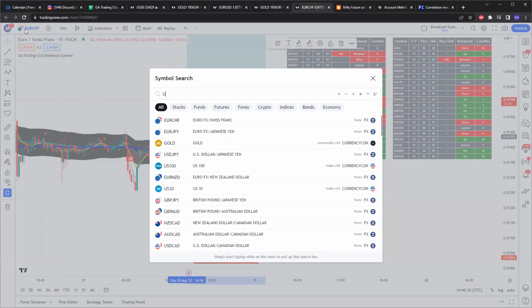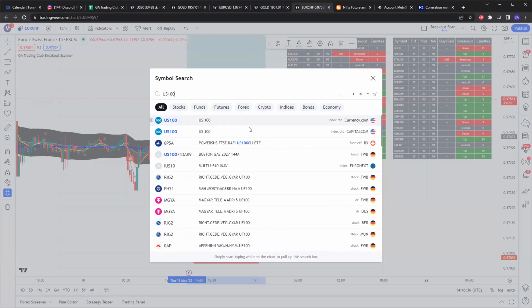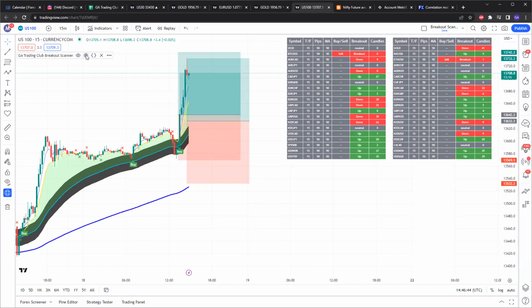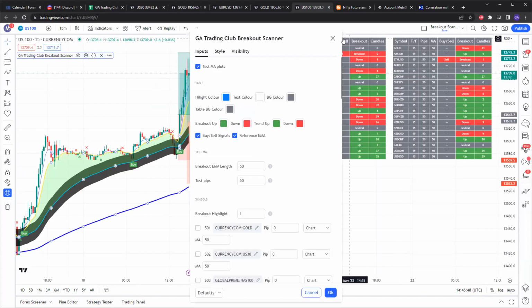I got one other question. The indices like the NAS 100 and the US 30, the settings for the breakout scanner, are you still leaving the 50 and 50? Yeah, for those, 50 is the baseline for everything.